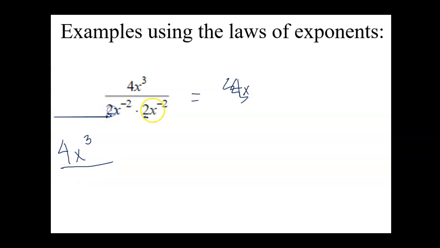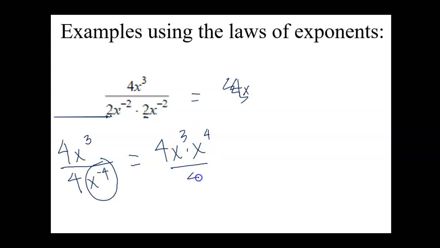Down here I have 2 times 2, which is 4. And then I have x to the negative 2 and x to the negative 2 times each other. That'd be x to the negative 4 if I add negative 2 plus negative 2. But this part's on the wrong part of the fraction. It needs to move up to the top. Okay. Here the 4 is going to cancel with the 4. That's going to become a 1. So really I just have x to the third times x to the 4th, which equals x to the 7th.